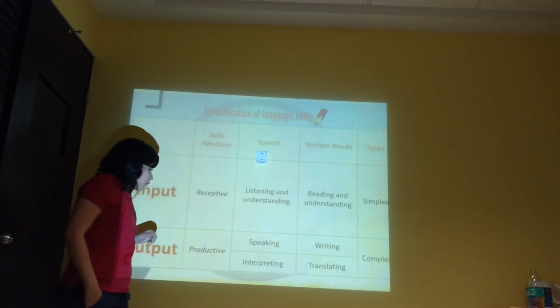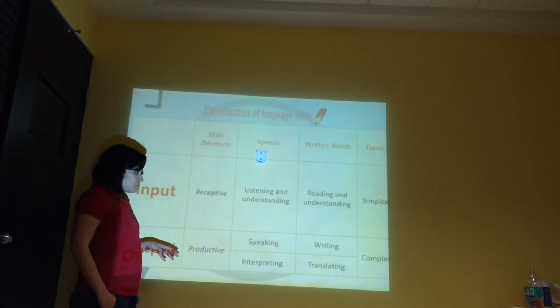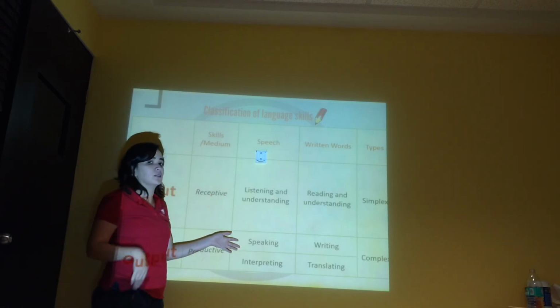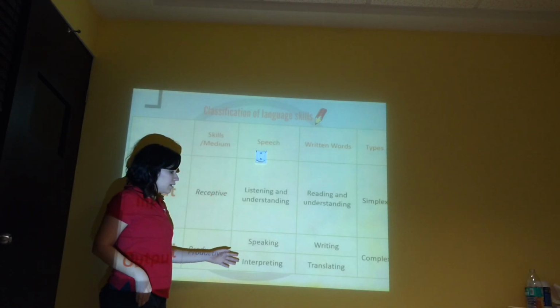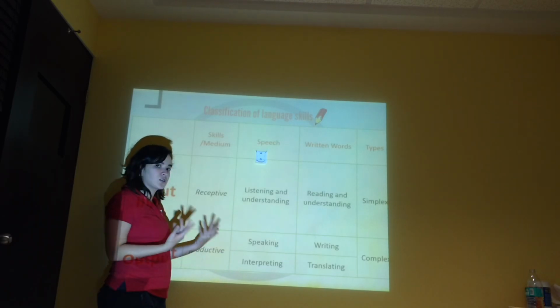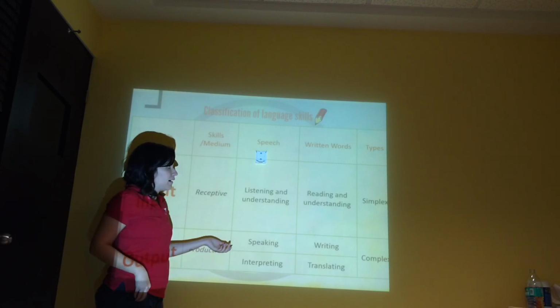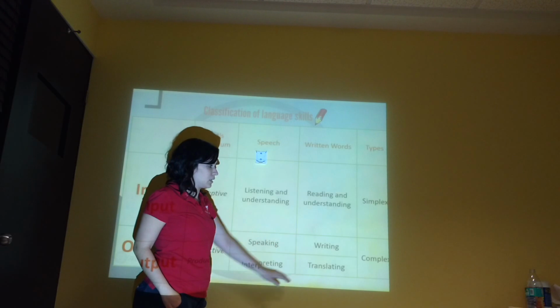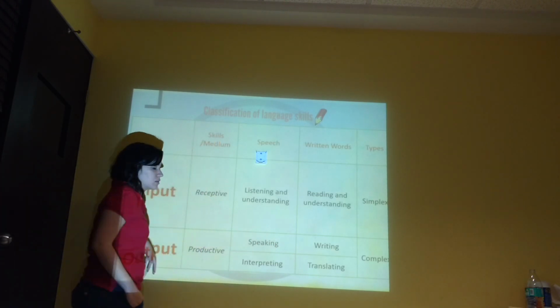This is the simplex type. And we have the productive skills, which, if it's by speech, is by speaking the language, and the other part is interpreting what they are actually speaking. And we have the written words, which is writing and translating, and these are complex types.